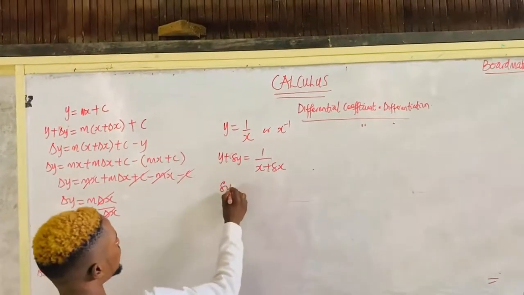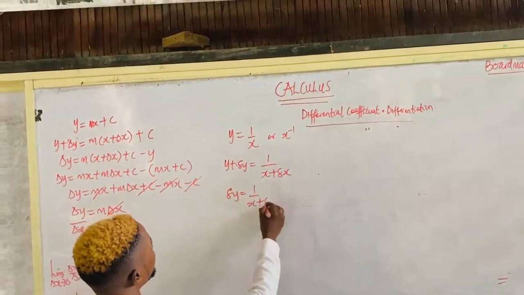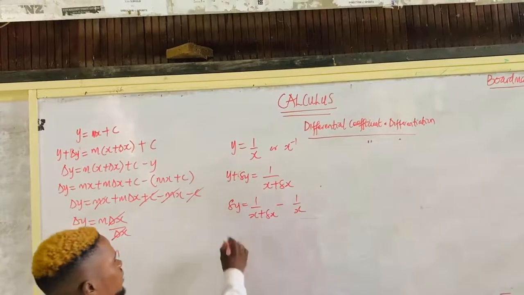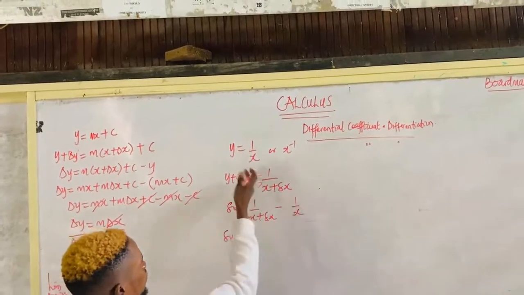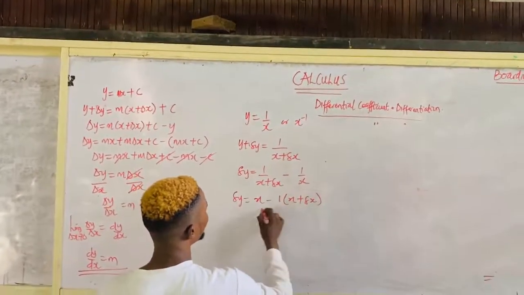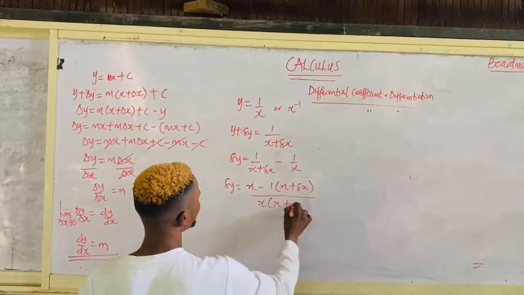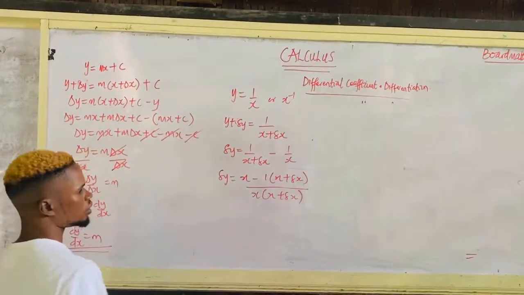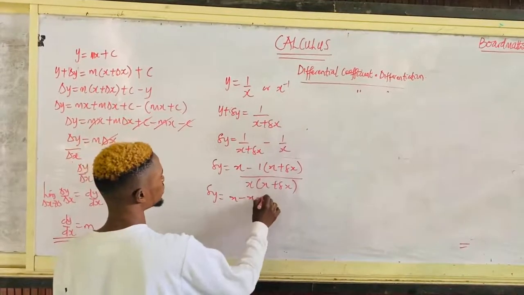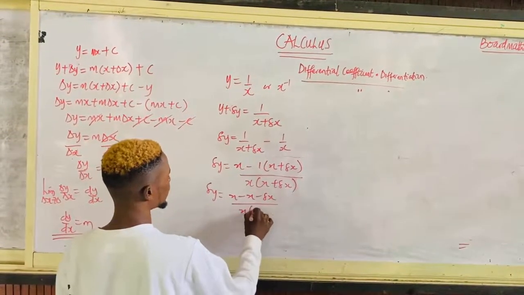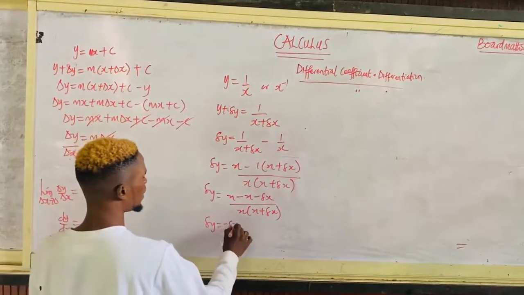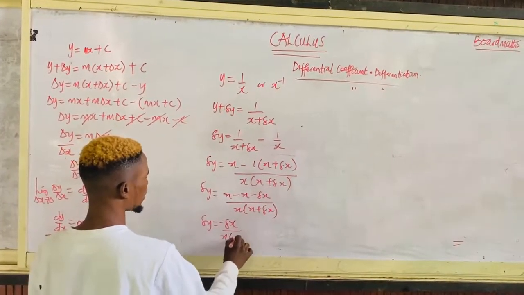This is still the same thing as x raised to power minus 1. So δy is equal to 1 over x plus change in x minus y, minus 1 over x. So that is δy is equal to x minus 1 into bracket x plus change in x all over x into bracket x plus change in x. So that's δy is equal to x minus x plus change in x all over x into bracket x plus change in x. So δy is equal to minus δx all over x into bracket x plus what?